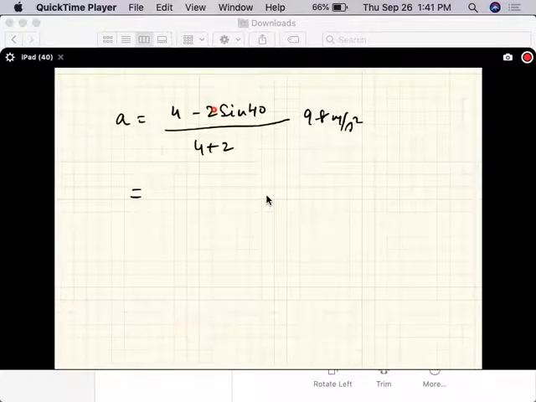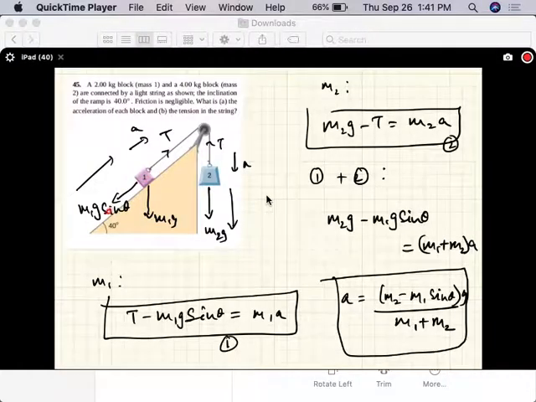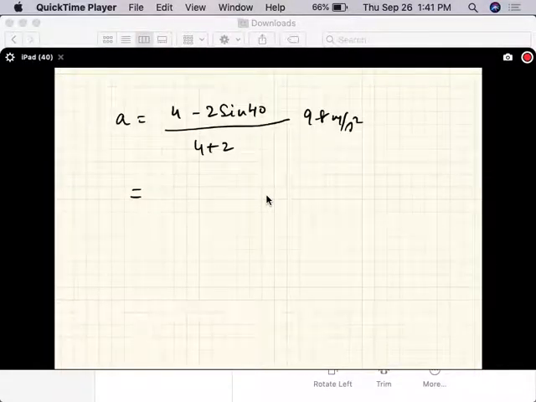What that is saying is the only way these blocks would slide down is if this mass is greater than that mass. And even if this mass is greater than that mass, there are angles for which it'll slide up.